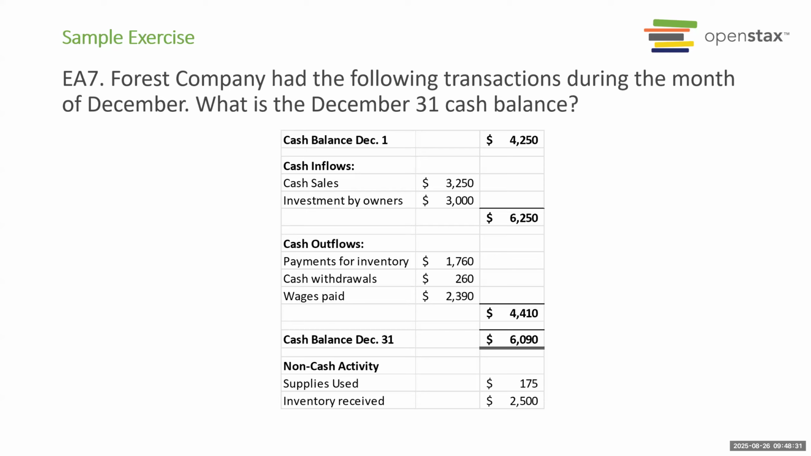So there's also non-cash activity that they tried to trick us with. And we'll get into more detail in the future chapters on this. But supplies used is not a cash activity. Just because you use the supplies doesn't mean you have to pay cash for it. Inventory received is a non-cash activity. Why? Because it's not necessarily associated with cash. Either you paid cash when you received it or you put it on account, but when you received it doesn't really matter.